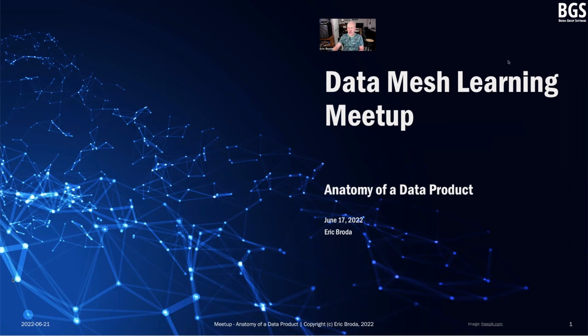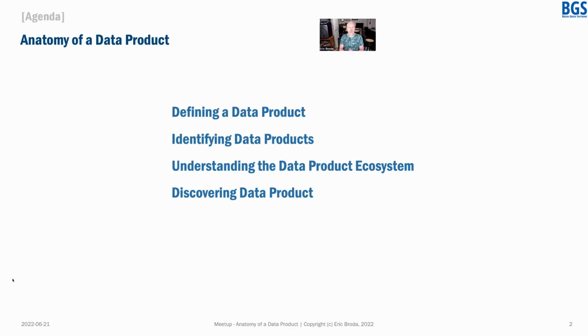First off, in terms of our agenda, we're going to cover 4 topics. First off, obviously, we want to define a data product. We're going to talk a little bit about how to identify a product now that we understand the definition. We're going to try and take a look at how it fits into a broader ecosystem and why that's important to understand. And then we're going to talk a little bit about how to go about discovering a data product now that we've identified them and understand their role. So let's get right to it.